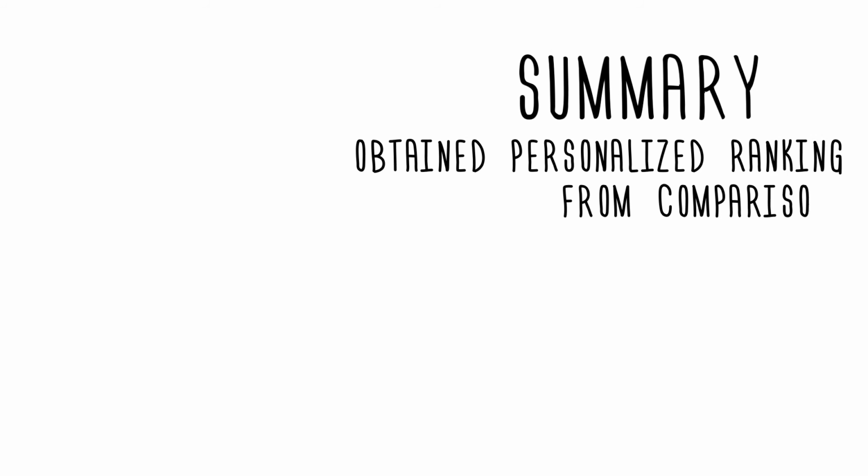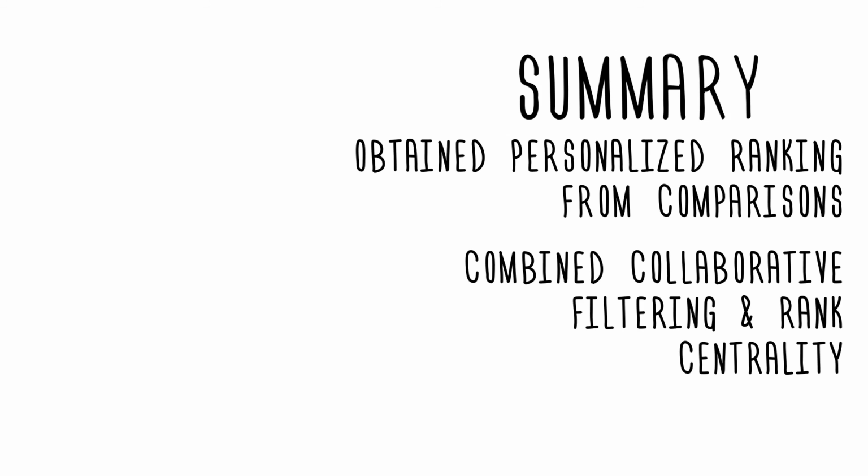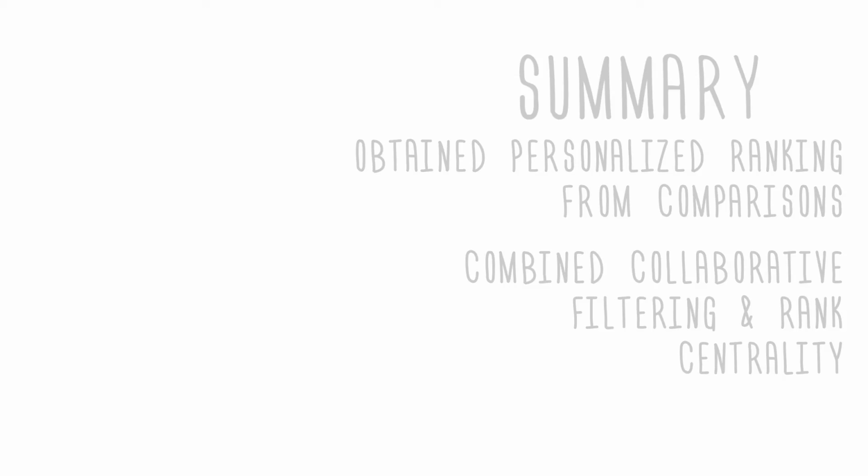In summary, we discussed how to obtain personalized ranking when preference data is available in form of comparisons rather than ratings. There is nothing new about the algorithm. It is about putting together two algorithms that we have learned earlier: a matrix completion algorithm like collaborative filtering and rank centrality for obtaining global ranking between objects using pairwise comparison data. Next, we shall discuss other approaches for personalization beyond what we have already discussed.